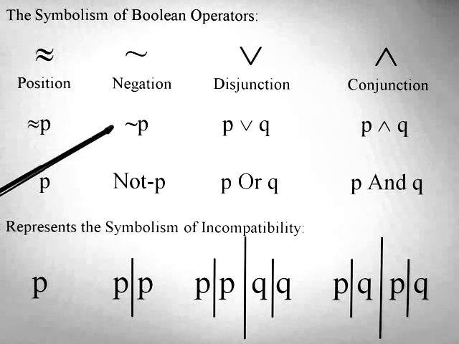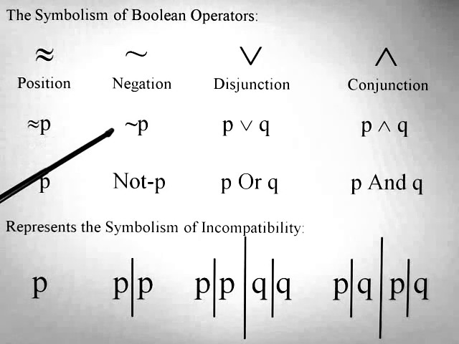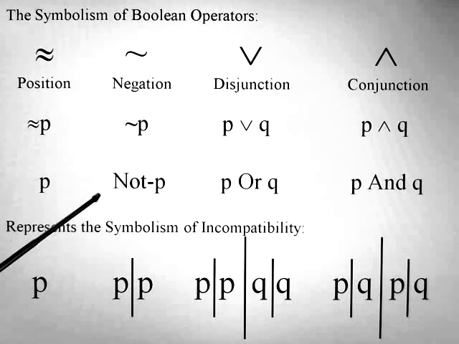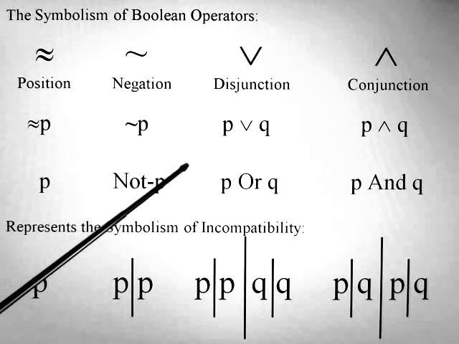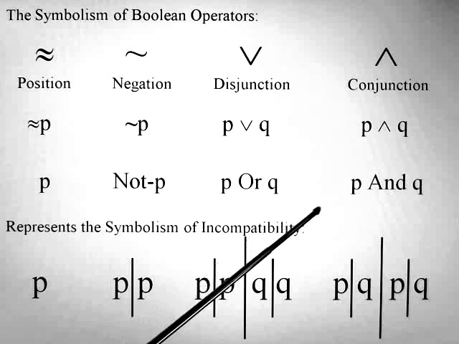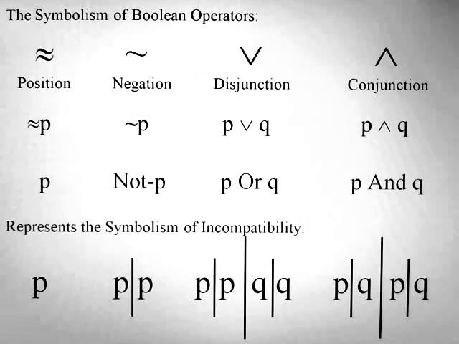The negation operator, of course, works in a way similar to the position operator. We attach a single proposition to that. We read this as not P. For the binary operators then, of course, we need two operands, and so we read this as P or Q, as you see here, and then we read this as P and Q.